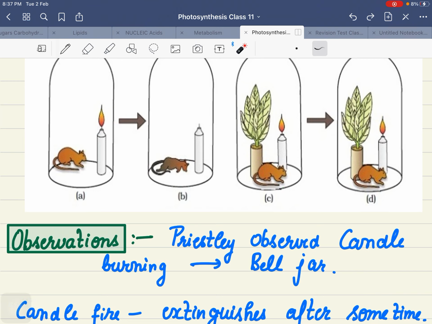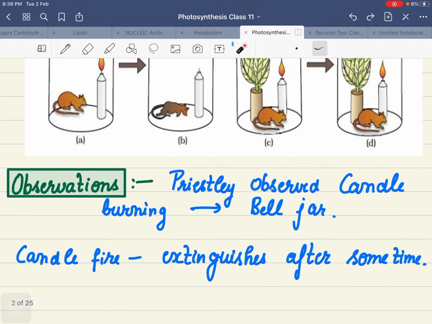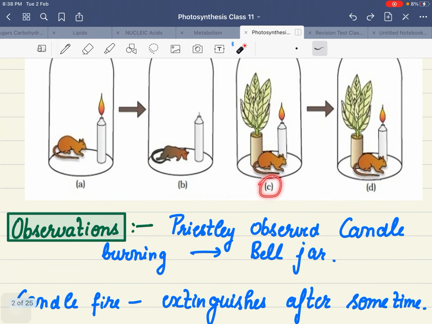He did this bell jar experiment, in which, as you can see, in the B bell jar the mice died after some time, and the candle was extinguished. So he observed that there was a candle burning in the bell jar, but after some time it was extinguished, it went out. But in the C part, when he now put in a plant, it was a mint plant, he observed that the mouse also survived.